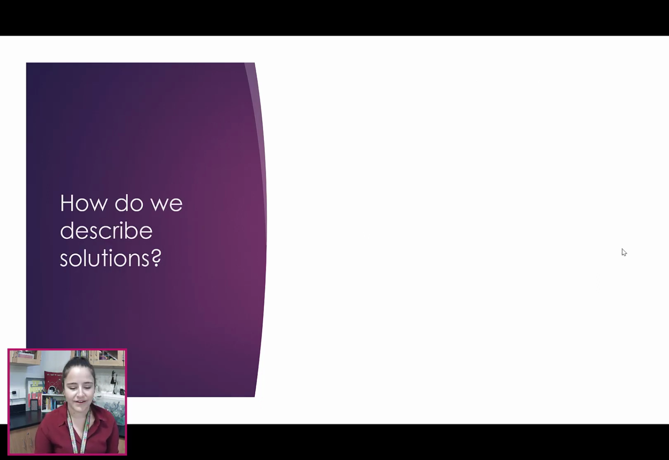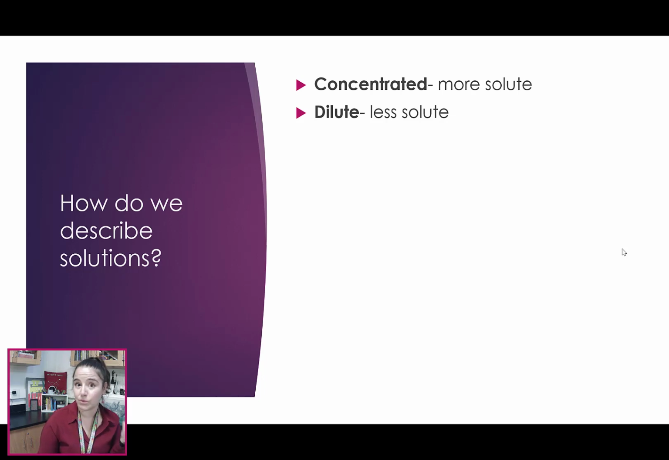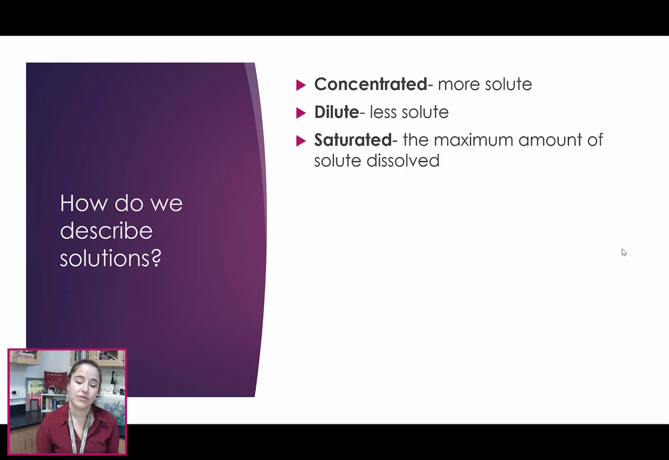So, how do we describe solutions? Well, qualitatively, we can describe solutions as either more concentrated, meaning there's more solute in there, or more dilute, meaning there's more solvent and less solute. And then we also have the word saturated. If you have a rag that is saturated with water, it's not going to absorb any more water. If you have a solution that is saturated with solute, it will not dissolve any more solute. So it has the maximum dissolved.